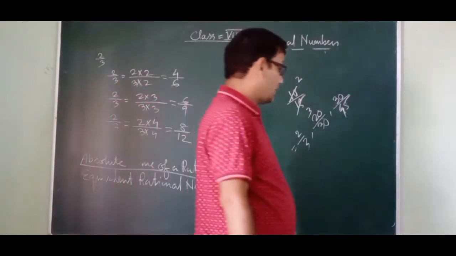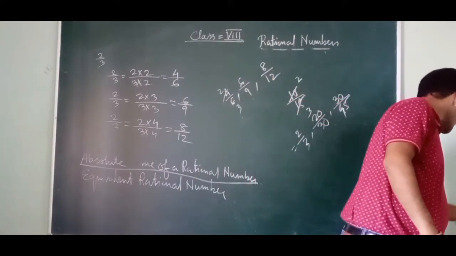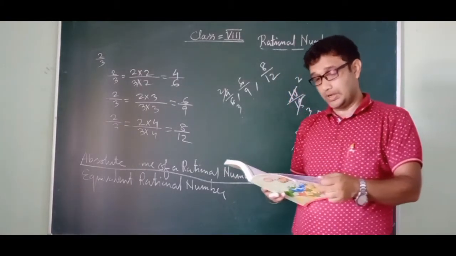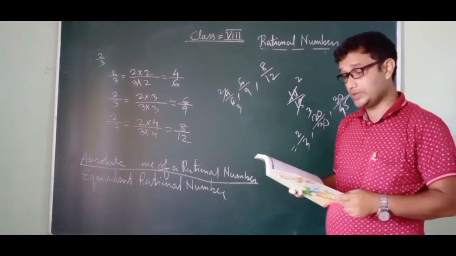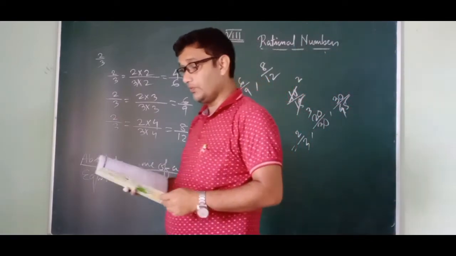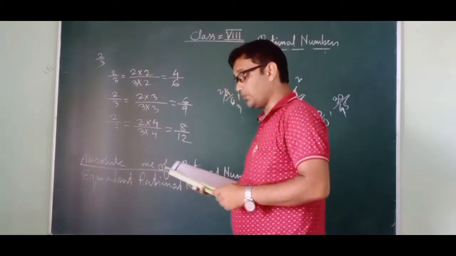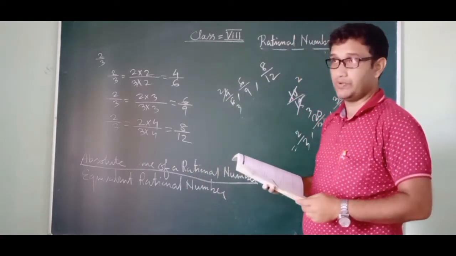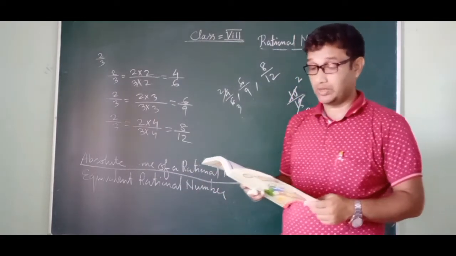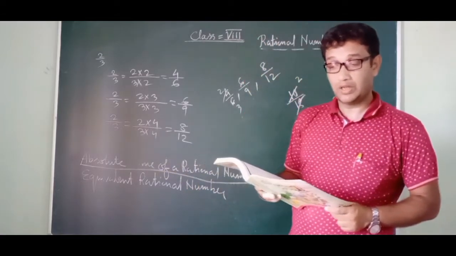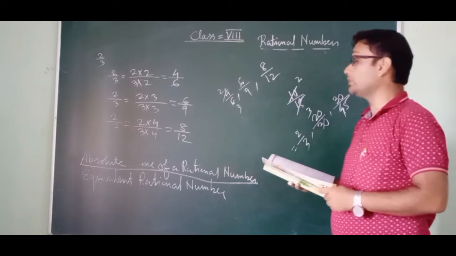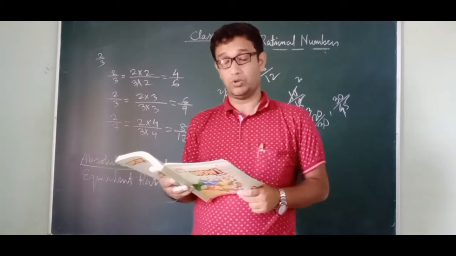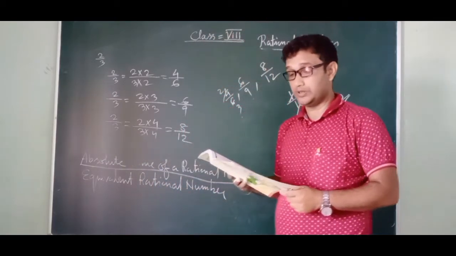Now you see in your book, page number 12, first exercise 1.1. The first question given is: which of the following are rational numbers? So you are going to identify which one is a rational number. It is very easy to identify. If you open your book, the first question given is 0 by 1. According to the definition of a rational number, if the numerator is 0, no problem, but the denominator should not be 0. Here the denominator value is 1, so it is a rational number.